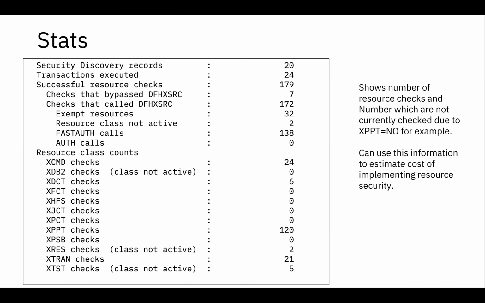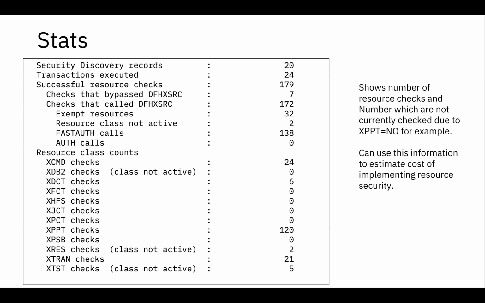When you print things out, you get some stats. That's a fairly small system, obviously, that we're running things on. That information will be useful later on when we show you how to estimate the cost of switching on the security. You've got an estimate that we have from your existing security, switching on transaction security.